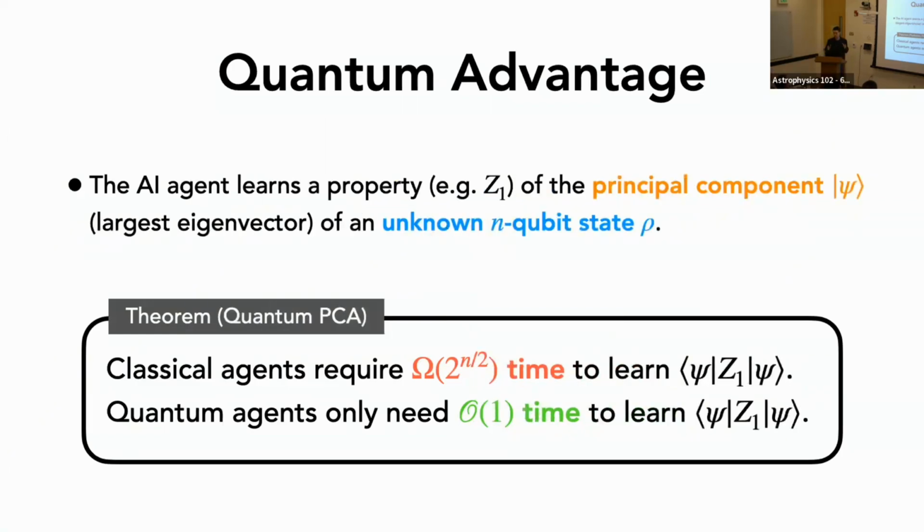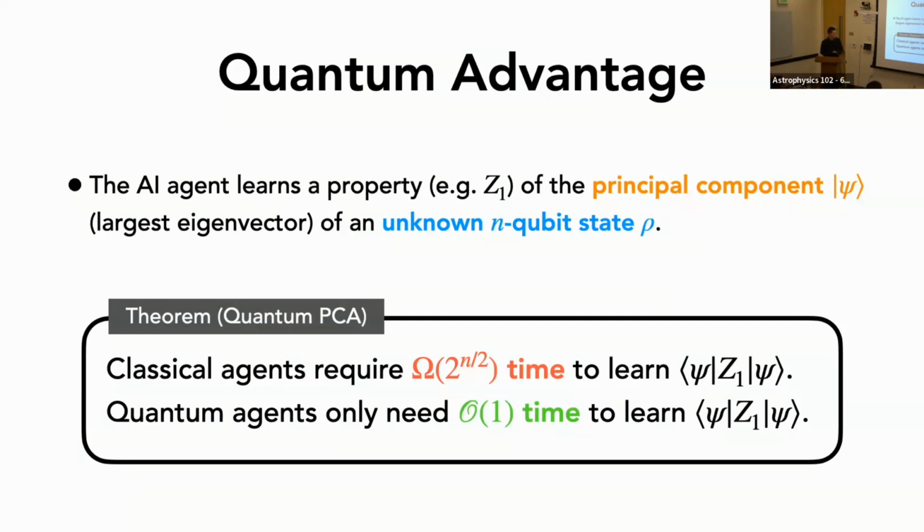But there are also various others using a mathematical framework that we developed a few years back. Another example is in relation to a task known as quantum principal component analysis. Here we still have an unknown n-qubit state in the lab, and we want to learn properties of its principal component. The principal component is just the largest eigenvector corresponding to a given quantum state rho. And let's say we want to learn some fixed property like Z1. We want to measure the Z operator on the first qubit of the principal component. So this is a task known as quantum PCA.